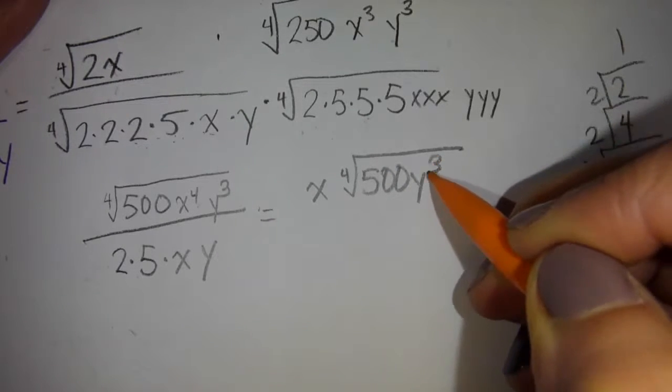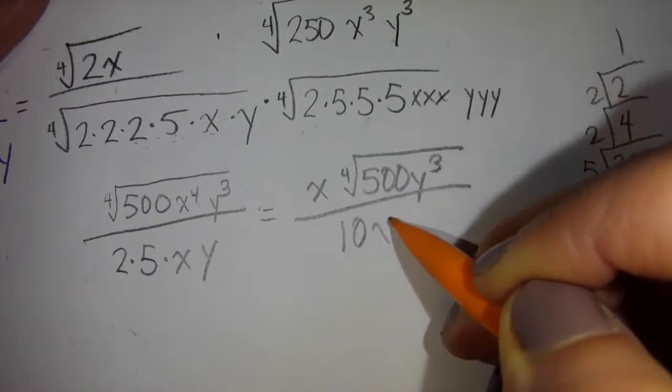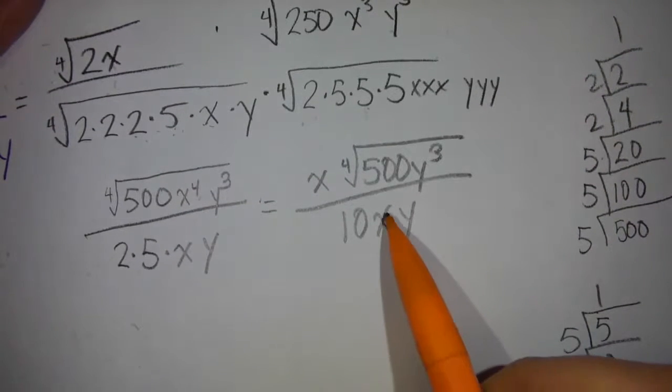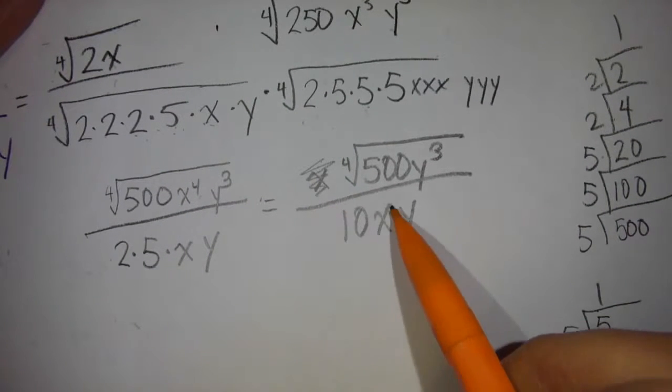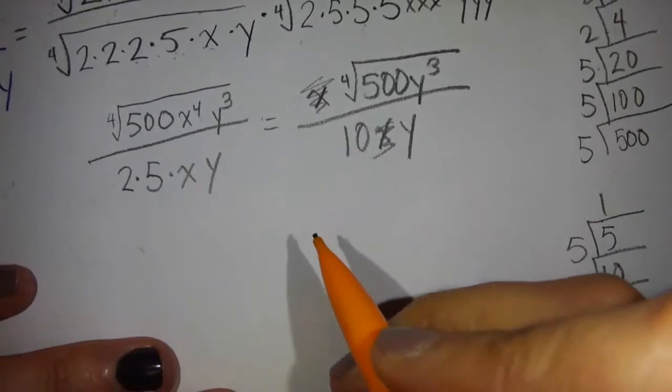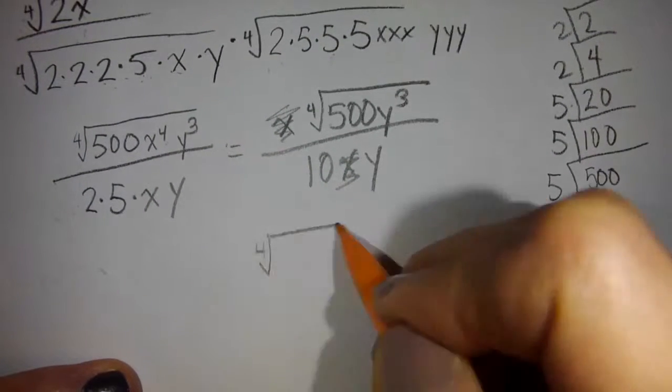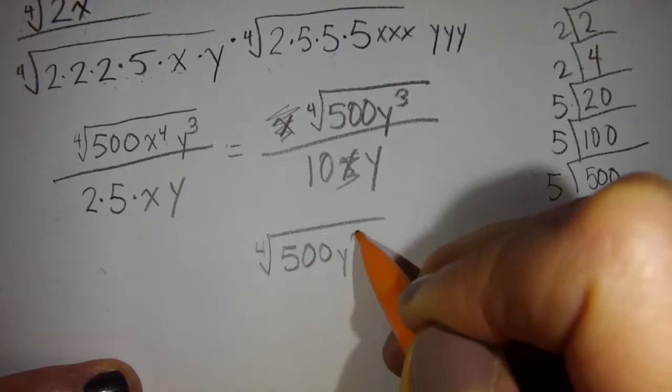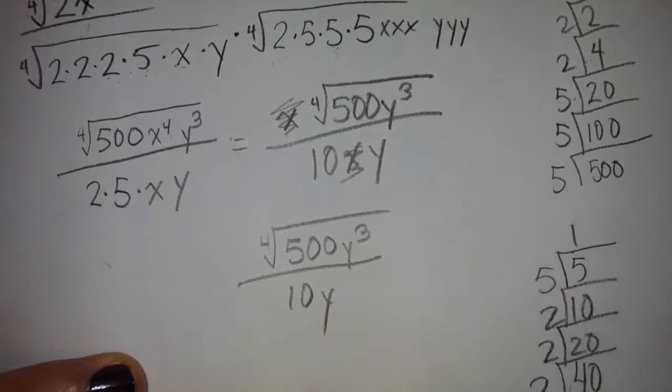So the 4th root of 500 y to the 3rd over 10xy, and now since that x came out, an x can eliminate down here. So your final answer would just be the 4th root of 500 y to the 3rd over 10y.